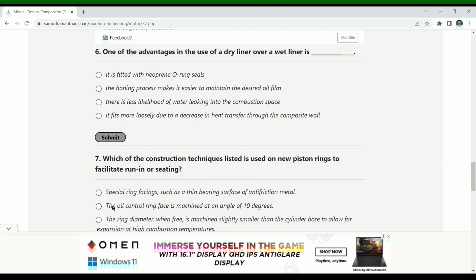Our next question is, one of the advantages in the use of a dry liner over a wet liner is, and the options are, it is fitted with neoprene O-ring seals. The honing process makes it easier to maintain the desired oil film. There is less likelihood of water leaking into the combustion space. It fits more loosely due to decrease in heat transfer through the composite wall. The correct option should be, there is less likelihood of water leaking into the combustion space.